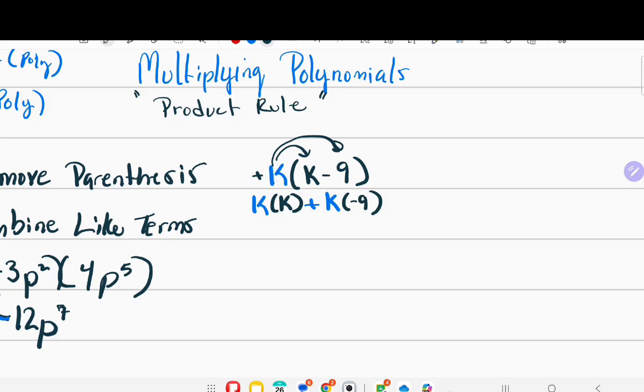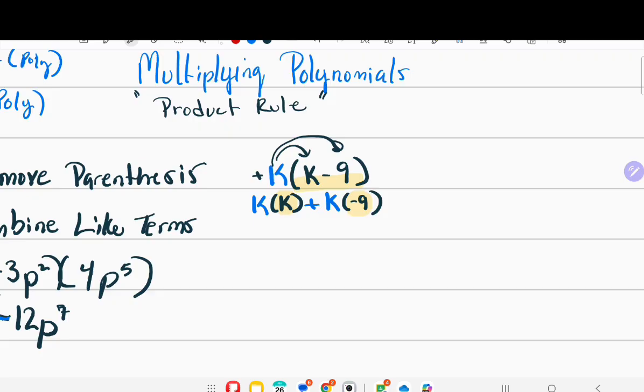The reason I'm showing you like this is because the one you put in parentheses should match this binomial. You see? K minus 9. You see it? The one you got in parentheses should match what you have here.